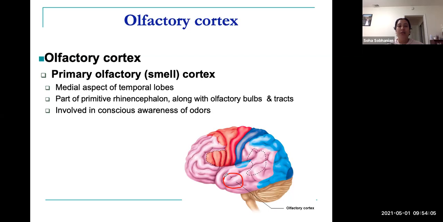And the job is to basically consciously be aware of the odors that are around you. I smell something, that's a smell of trash. I smell something, it's coffee. I smell something, it's cookies. Okay, so that whole area does everything to do with your sense of smell. So that's all you need to know.